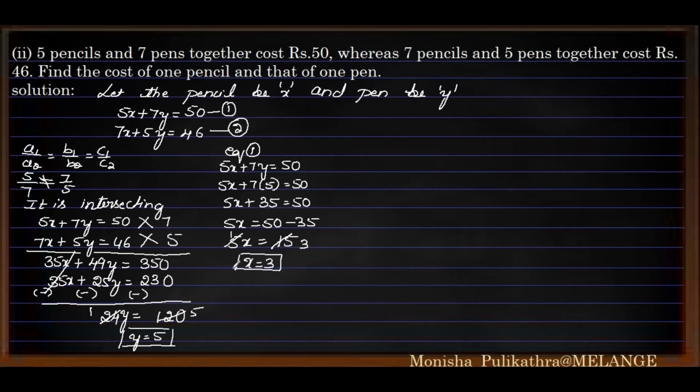So the intersecting point is x, y is equal to 3 comma 5. At 3 comma 5 the graph will intersect. Okay, so next we need to find out the points for this.